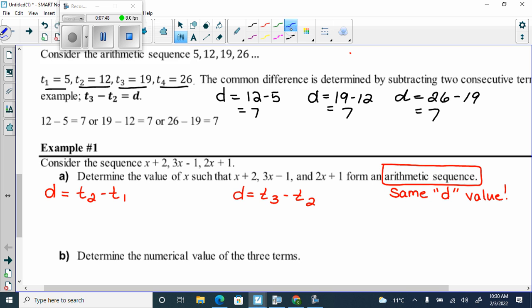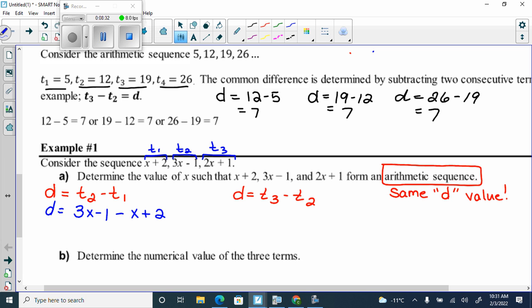So let's just fill in what we do know. So d equals, this is term 1, this is term 2, this is term 3. So we're going to do term 2, which is 3x minus 1, minus term 1, which is x plus 2. And I'm actually wrong right now, because I'm forgetting something. What am I forgetting? Yeah. Brackets. Because right now, am I minusing all of term 1? No, I'm currently just minusing the x of term 1, correct?